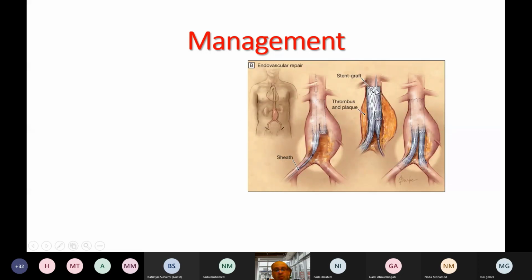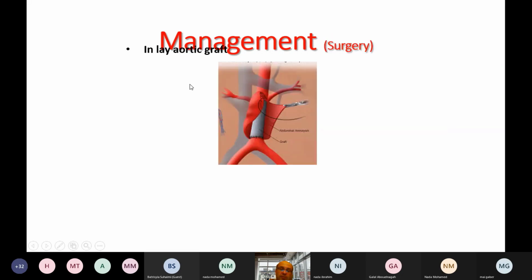We have another intervention, which is endovascular repair, not suitable for every patient. I have to do a CT and examine the patient. There are some contraindications to endovascular repair. I apply a covered stent, and the stent must be covered because it will exclude blood from going to the aneurysm, and the patient is treated by endovascular treatment.